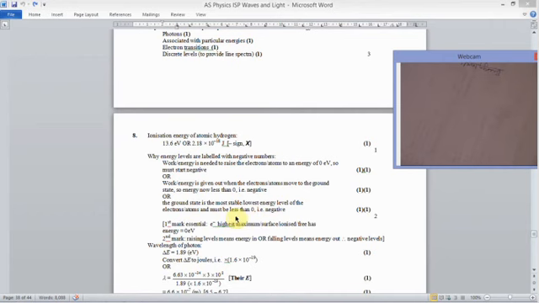So the electron energies must be less than zero, i.e. negative, for them to exist as they are. The work or energy is given out when electrons move to the ground state. So energy is now less than zero. If they're moving to the ground state, they're giving out energy, so therefore the amount of energy that they have must be less than zero.